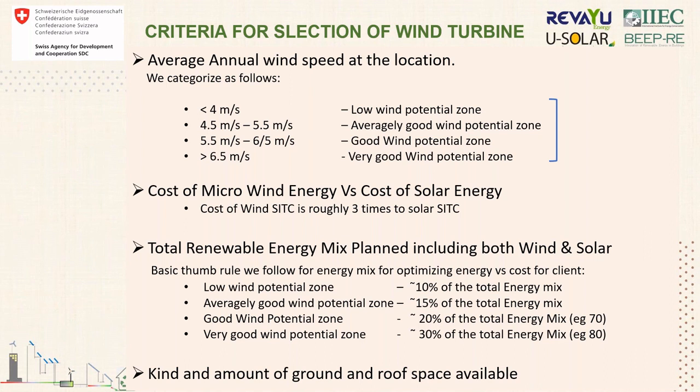In averagely good wind potential zones, as a thumb rule, these are thumb rule suggestions that we provide to clients, 15% of your energy mix could be wind amongst the combination of both. And at good wind potential zone, 5.5 to 6.5 meter per second, 20% can be. And at very good potential zone, we can increase to say 30 or even 50% also.